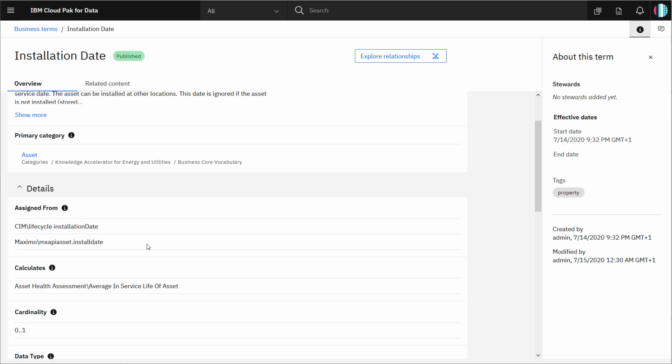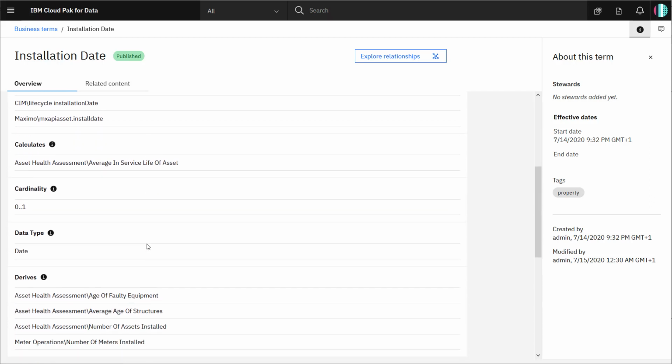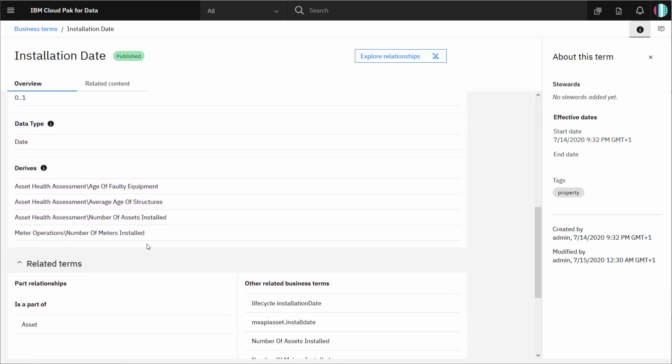This importantly also relates any data to these standards and interfaces that is also mapped into the same business term. Also note that property terms can contribute to the derivation of measure terms. These relationships from business terms to measures then help to show what governed data is needed to derive the measure. For example, installation date is used to derive the age of faulty equipment in relation to asset health assessment.